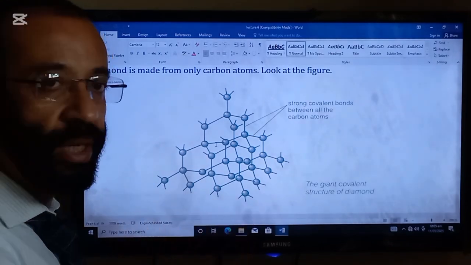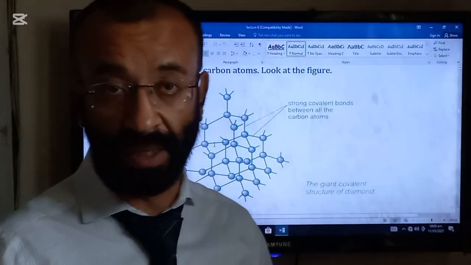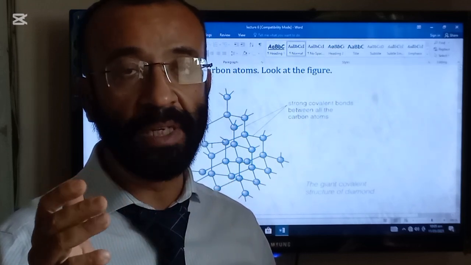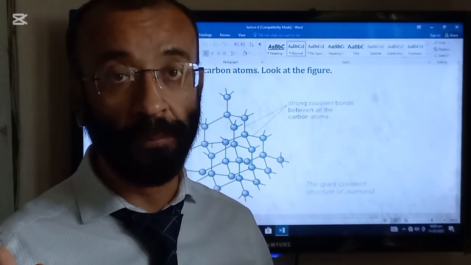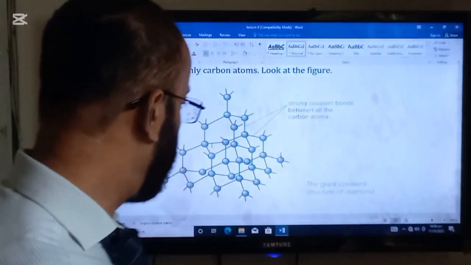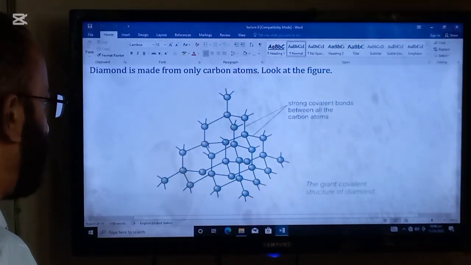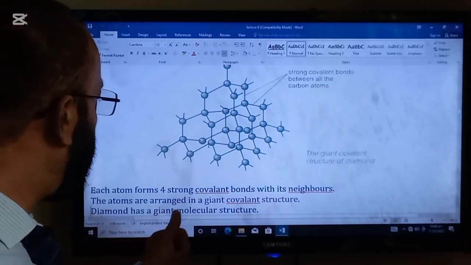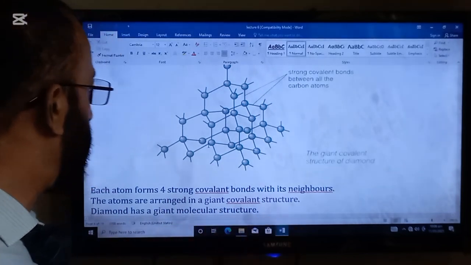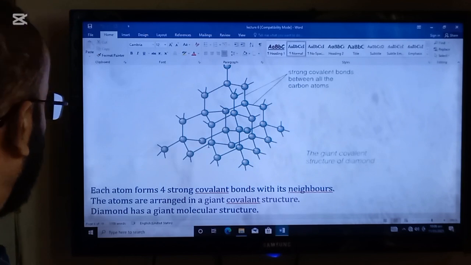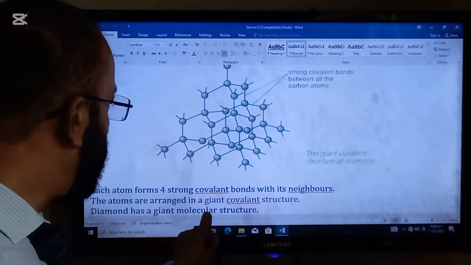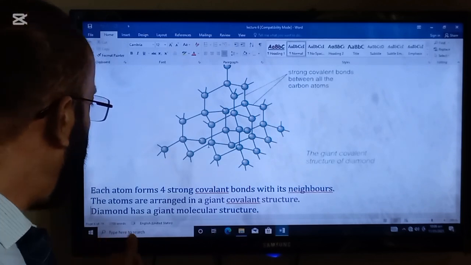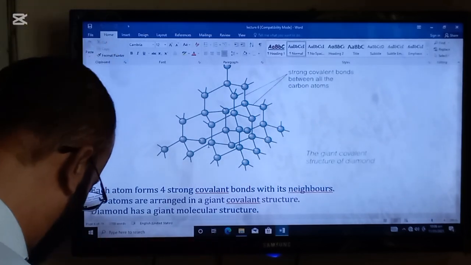And this is the structure which you have to learn how to draw, because in the paper the structure of diamond or graphite often comes to draw. So here is the structure. Each atom forms 4 strong covalent bonds with its neighbors. The atoms are arranged in a giant covalent structure. Diamond has a giant molecular structure.